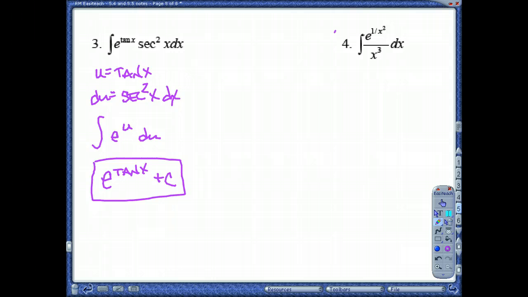Now on number 4, I want you to go ahead and try this problem. So pause the video, do the problem, and then turn it back on. See how well you did.